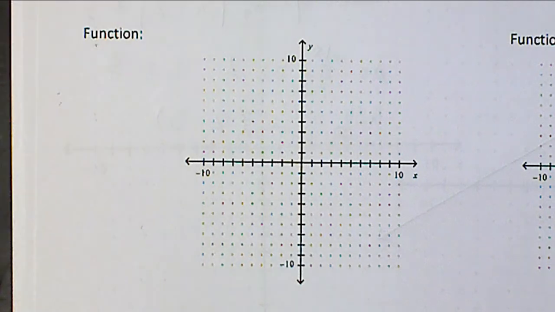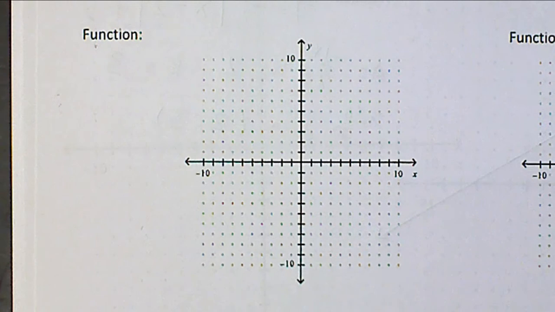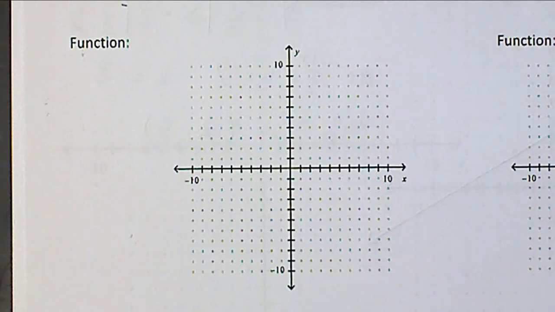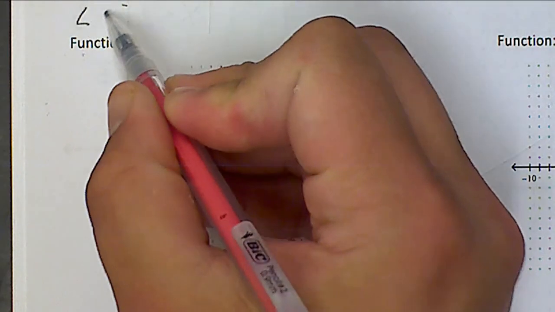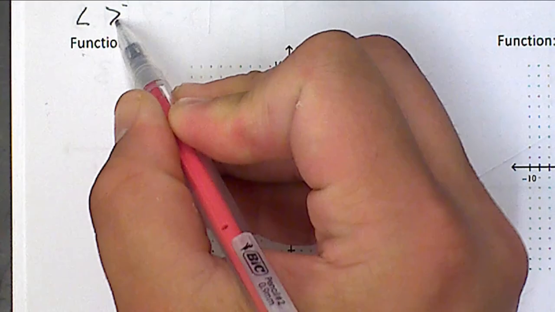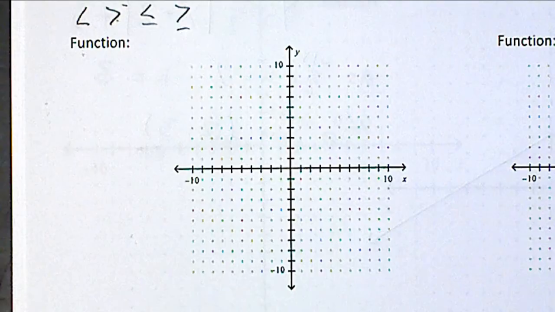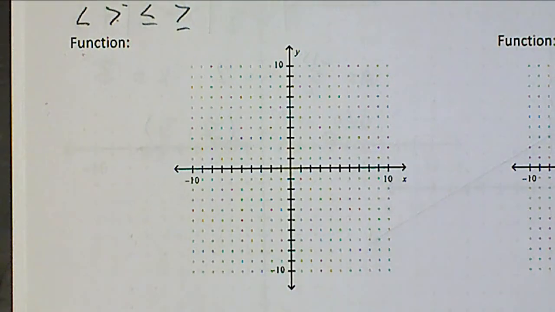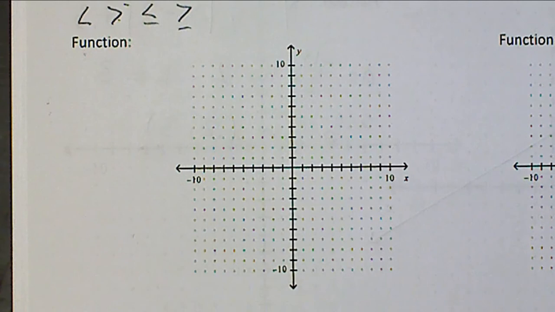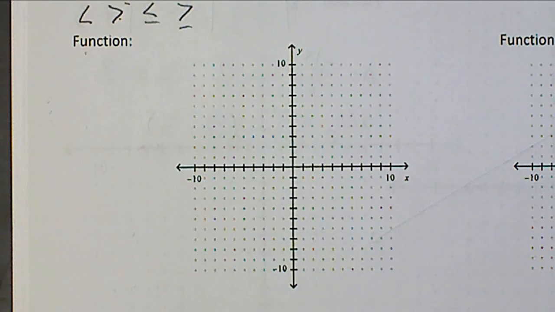Okay, good morning. I'm going to show you in this video how to graph inequalities. What I mean by graphing inequalities is equations with these symbols: less than, greater than, less than or equal to, greater than or equal to. We're just going to go through a couple examples in this video, and hopefully by the end of this video you have a sense of how to graph these algebraic inequalities.